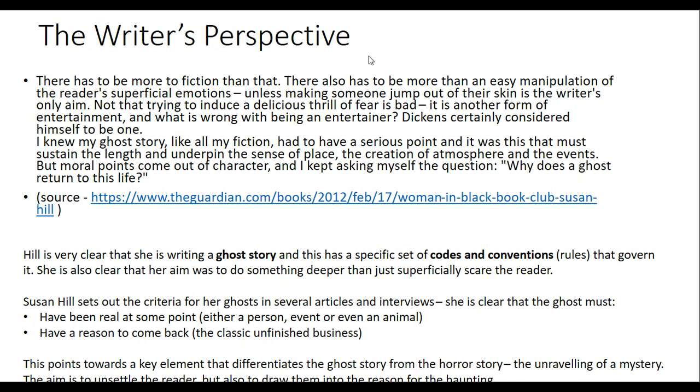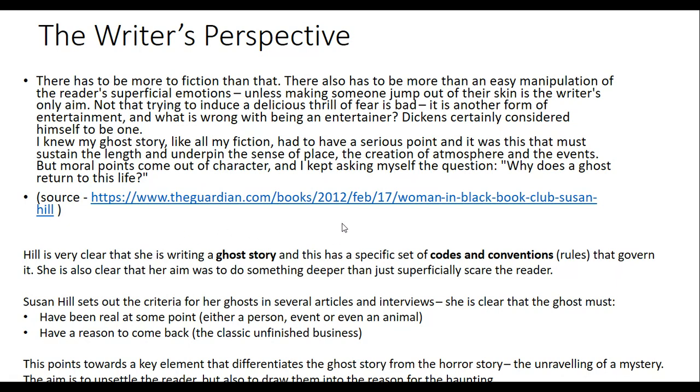That she's actually trying to make some serious points here. She's trying to give a level of emotional depth. She wants the ghost to have a backstory that's important. And there's a series of articles on the Guardian website where Susan Hill talks about this. That's worth doing, and I've got a link to that in one of the subsequent slides. But do feel free to have a read of that.